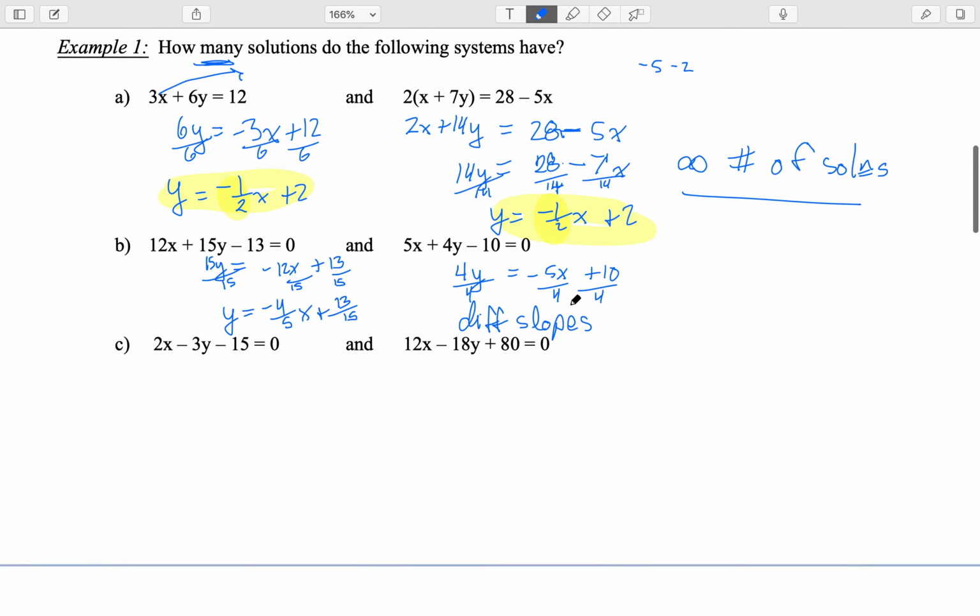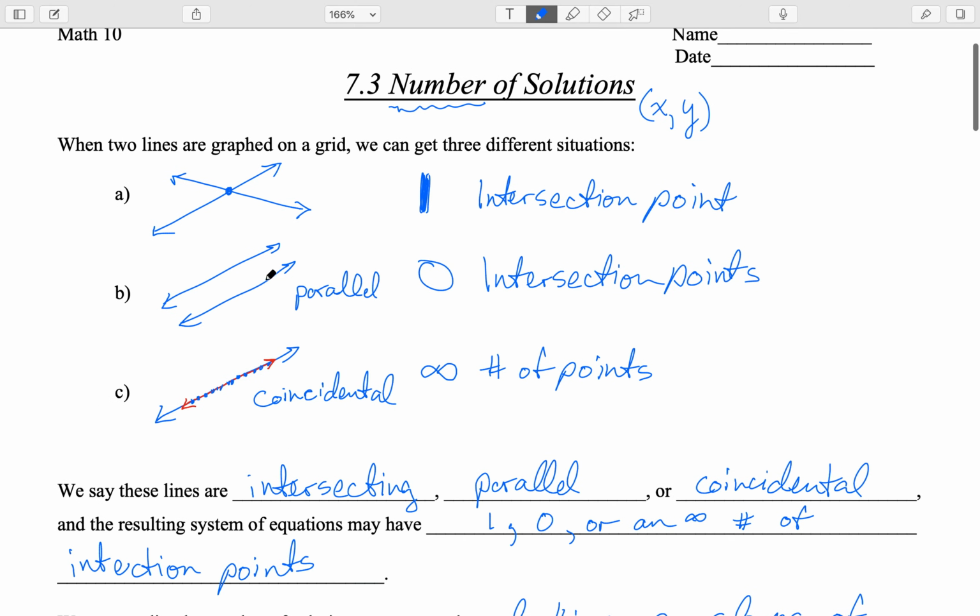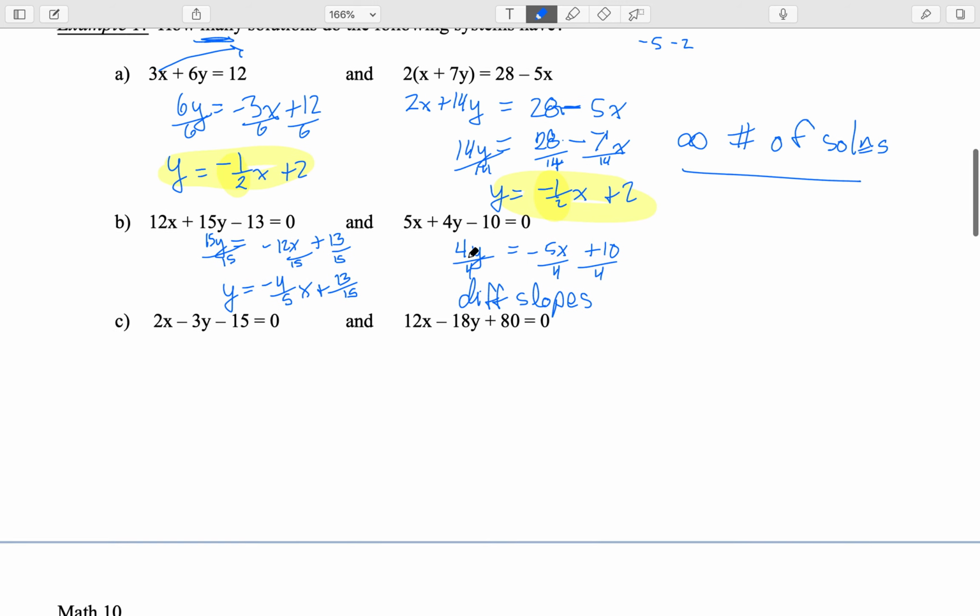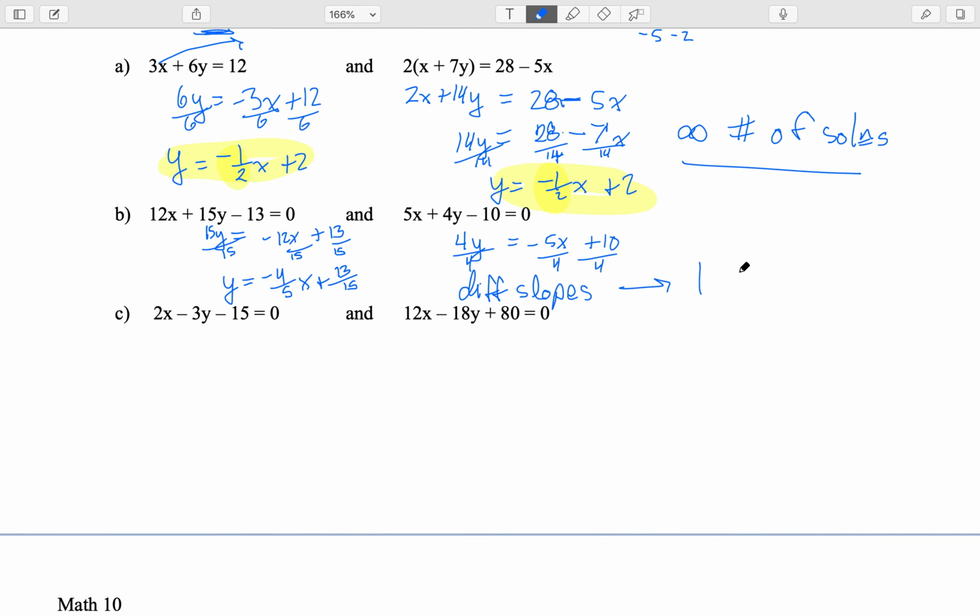Different slopes. Which means it's not this and it's not this. They only intersect at one point, guaranteed. Now, I don't know where they intersect. I also don't care. If they have two different slopes, it doesn't matter if one's positive and one's negative, as soon as they're different slopes, they have one solution only. Guaranteed, it will always be one solution because they have different slopes. That's the reason why.